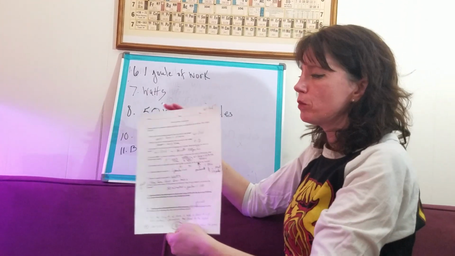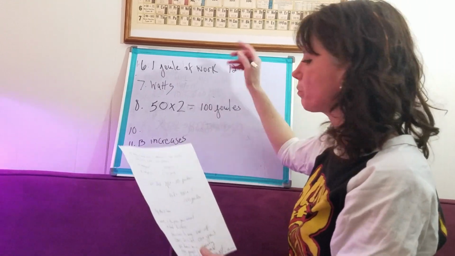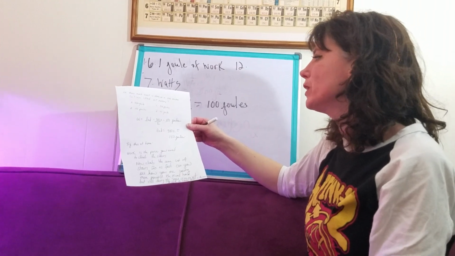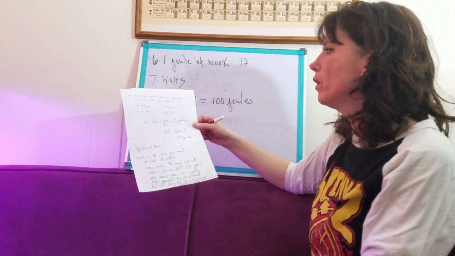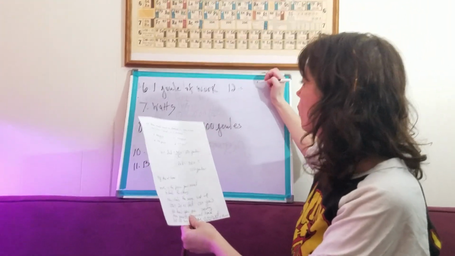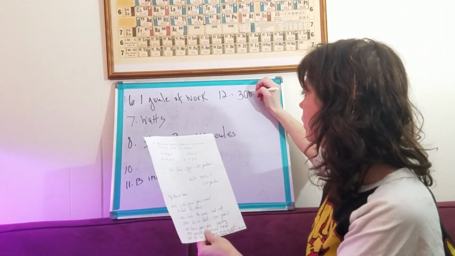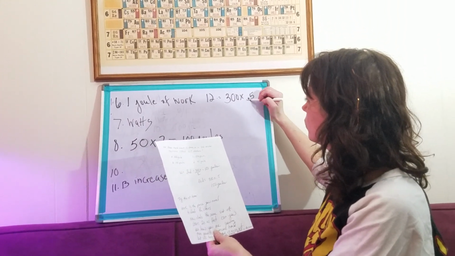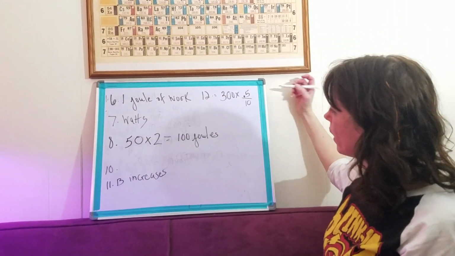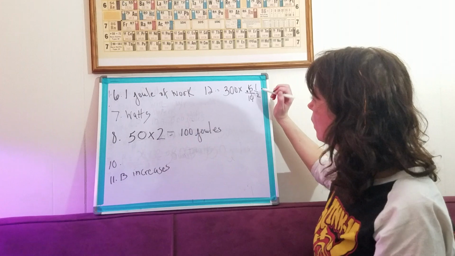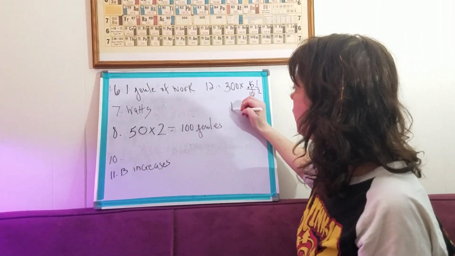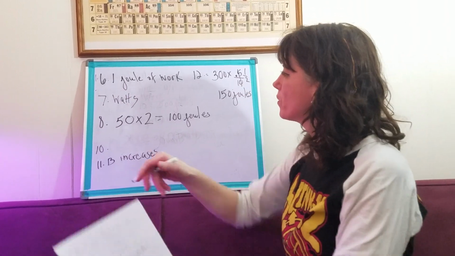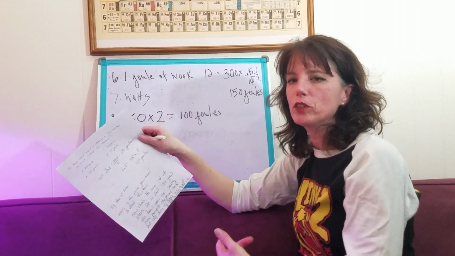Okay, last one, flip over, number 12, on the back. How much work is done on a 300 Newton suitcase lifted 5/10 meter? Again, work is going to be force times distance. I know 5/10 can look like that, which is really 1/2. So what is 1/2 of 300? 150 joules.